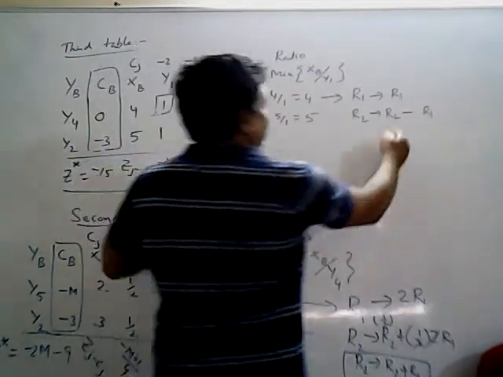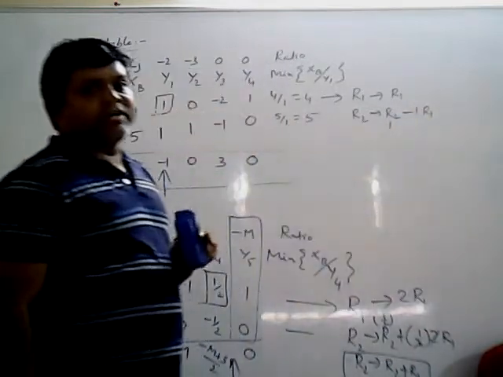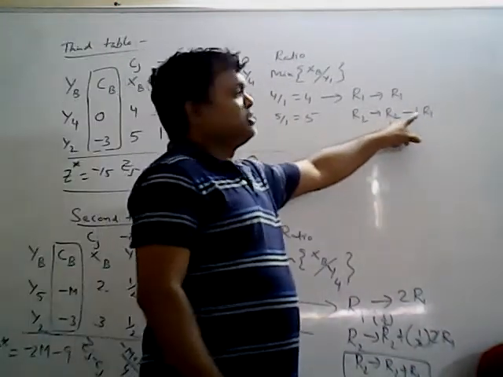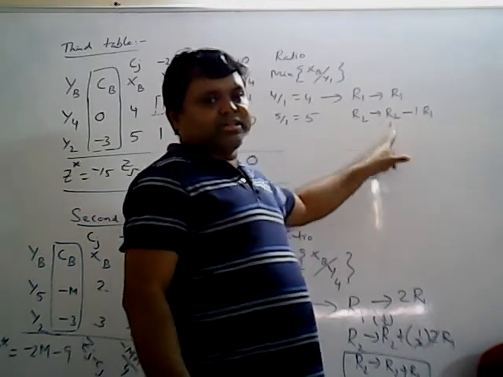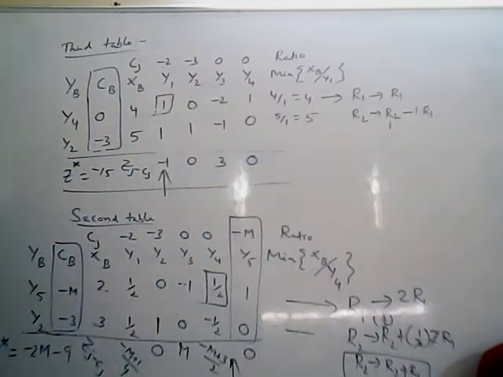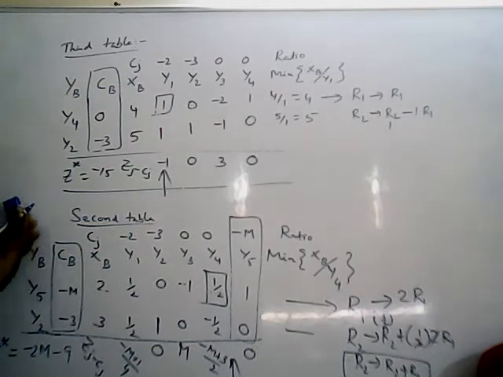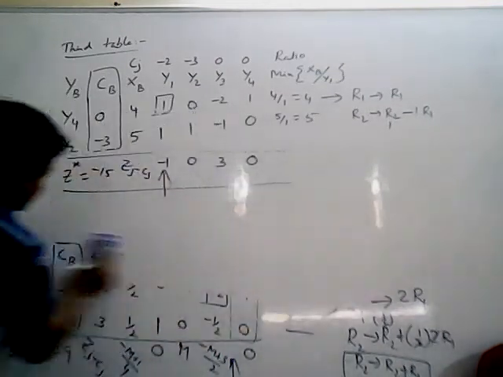So whatever may be the R2 element, that should be multiplied here. Multiplied here means R2 element is 1, that should be multiplied here. So that means what is that? R2 minus R1 only. So these are the operations for the last table. I hope in the next table you will get the answer. Okay. So what is that table? Fourth table.